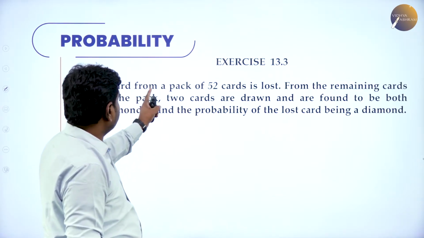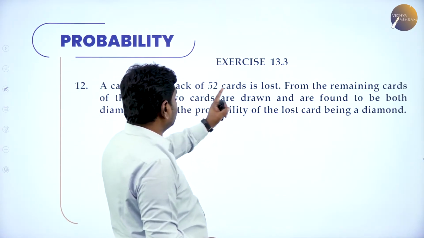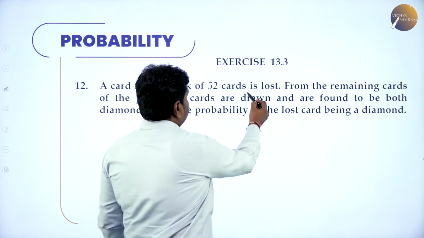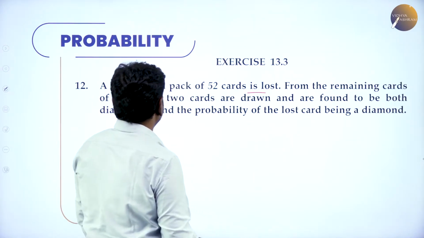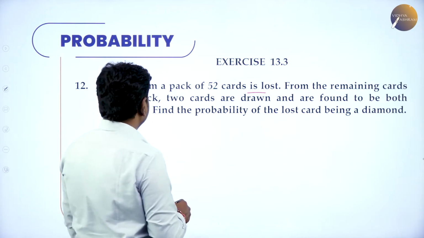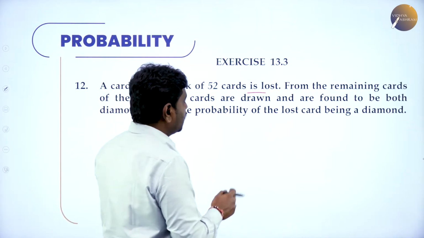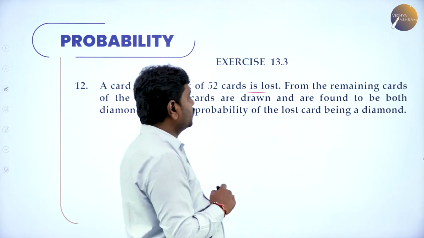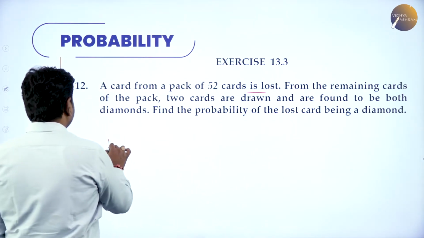Similarly, a pack of cards, 52 cards, a card is lost. From the remaining cards, 2 cards are drawn. It is found both are diamonds. Find the probability that the last card being a diamond. So now 3 events.